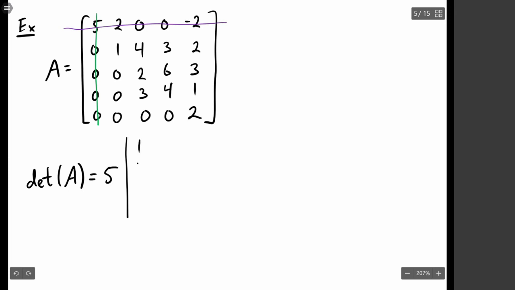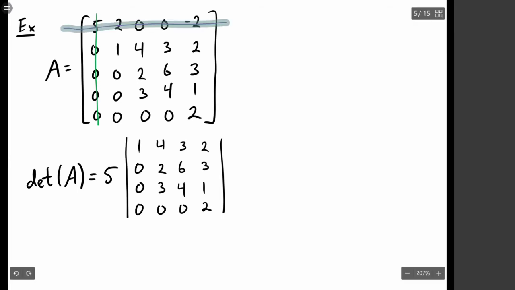Right, so we have 1, 0, 0, 0. Put a 0 here. Okay. 4, 2, 3, 0. 3, 6, 4, and 0. 2, 3, 1, and 2. All right. But then look at what's going to happen next.